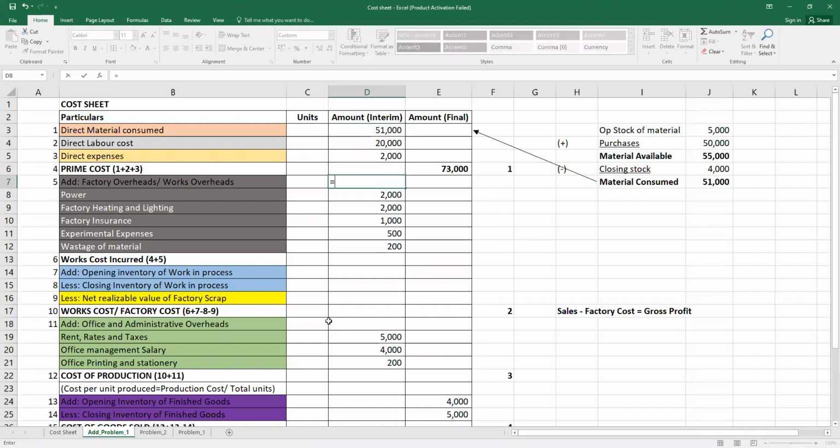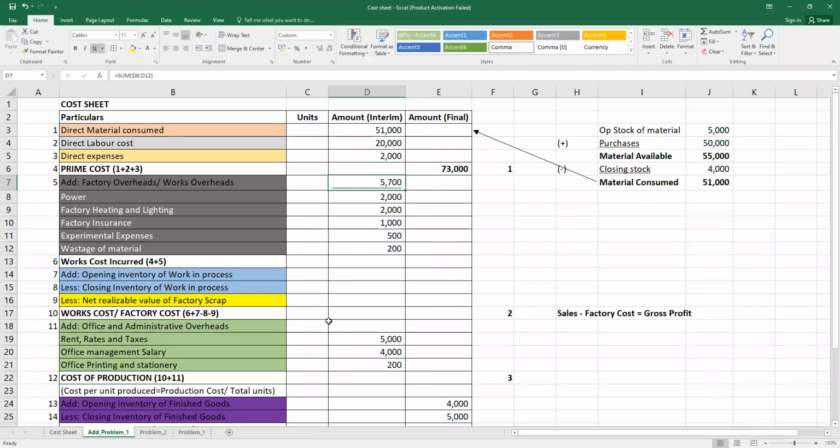Then let's take the total of factory overheads to the top and let's underline it as 5,700. Now calculate the total of works cost incurred, that is 73,000 plus 5,700. So tell me, what is the total amount of works cost you have derived? 78,700. Correct, 78,700. No information about WIP or scrap.